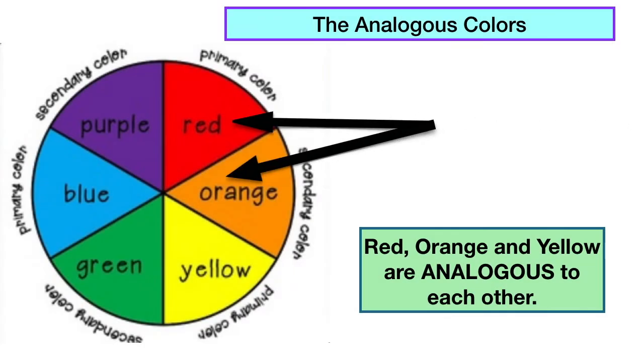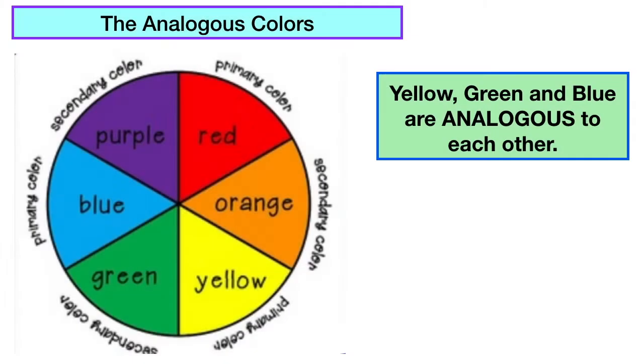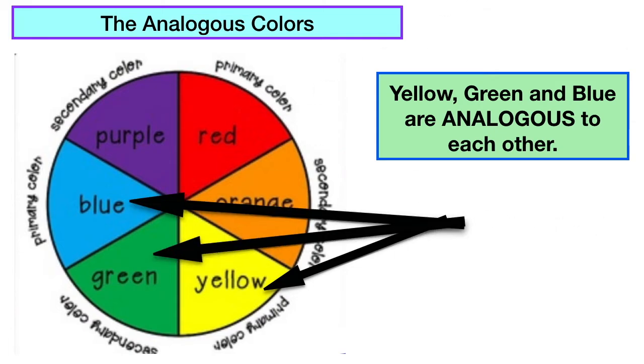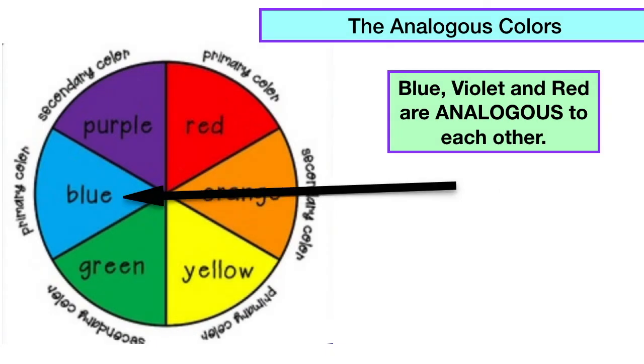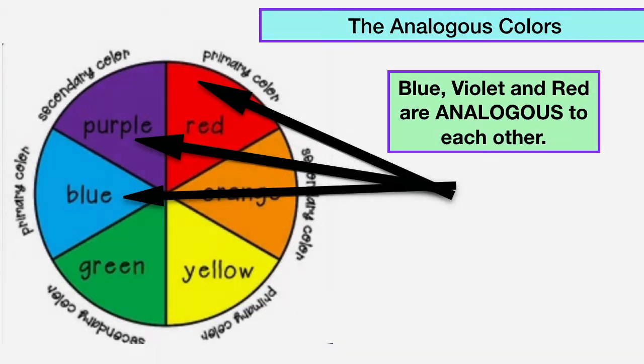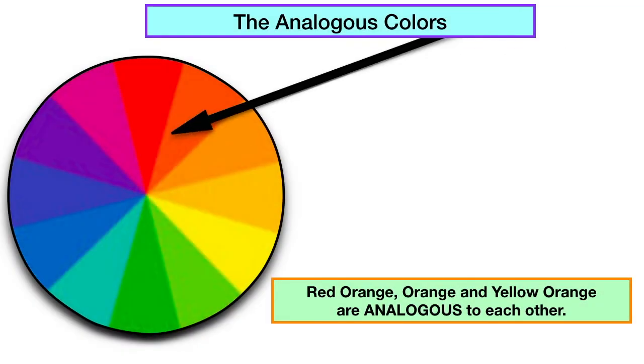Red, orange, and yellow are analogous to each other. Do you see that? Yellow, green, and blue are analogous to each other also. Blue, violet, and red are analogous to each other as well. Do you see that? This is a very simple color wheel. Now let's look at a more complex one.